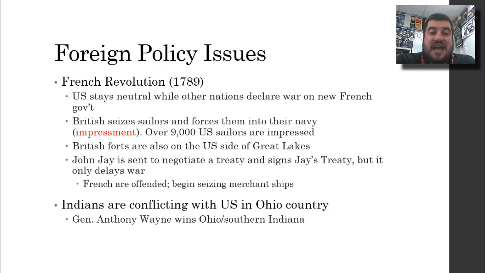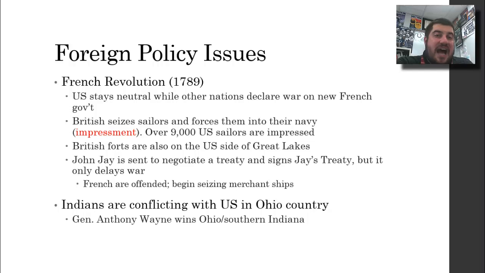The British also still have forts on the U.S. side of the Great Lakes. Remember, Britain owns Canada, but they're still on our side of the Great Lakes, so they're basically testing us. John Jay is sent to negotiate a treaty and signs Jay's Treaty, but it only delays the war. The French are offended at that point because they helped us in the revolution, and now we're signing treaties with the British, so they begin seizing our merchant ships.